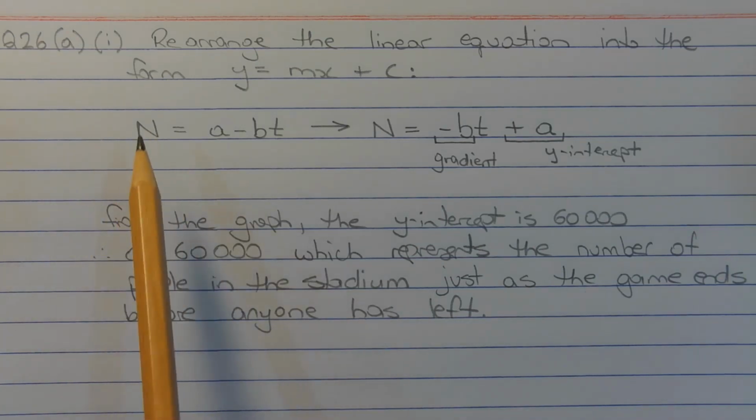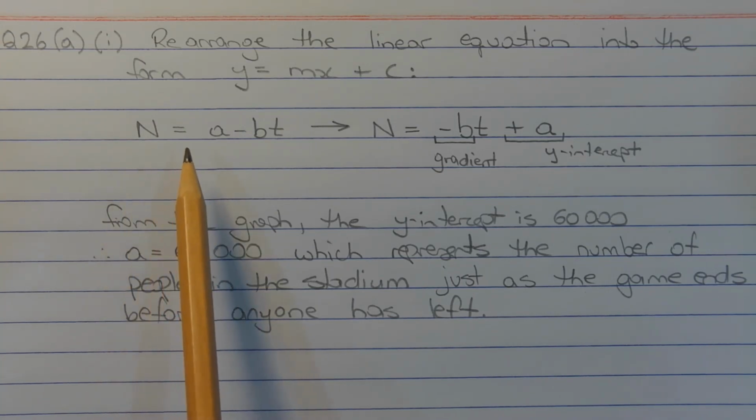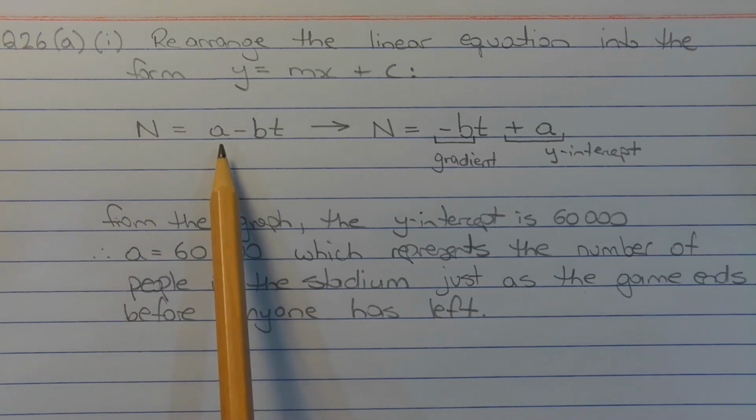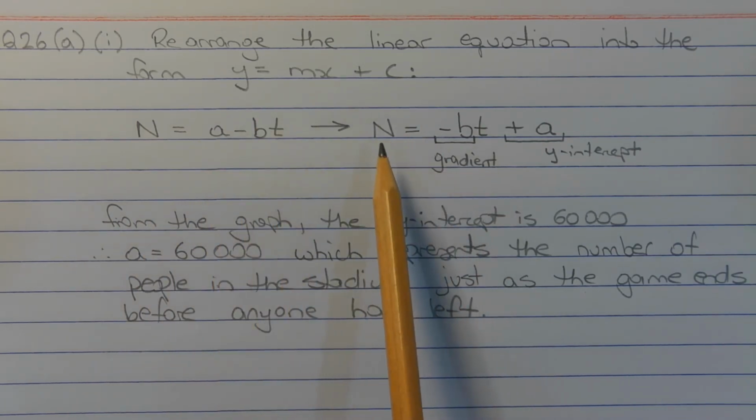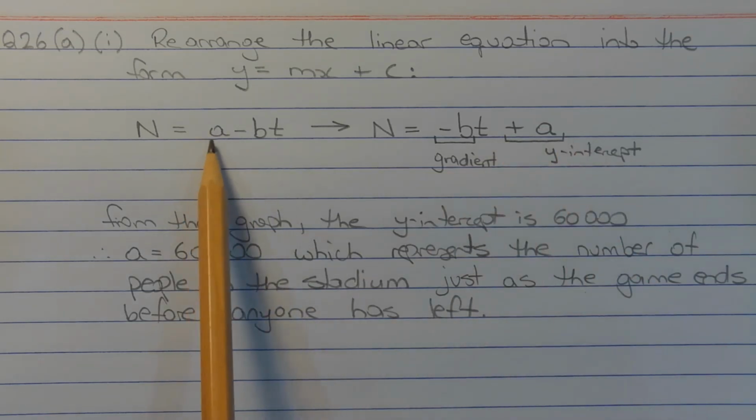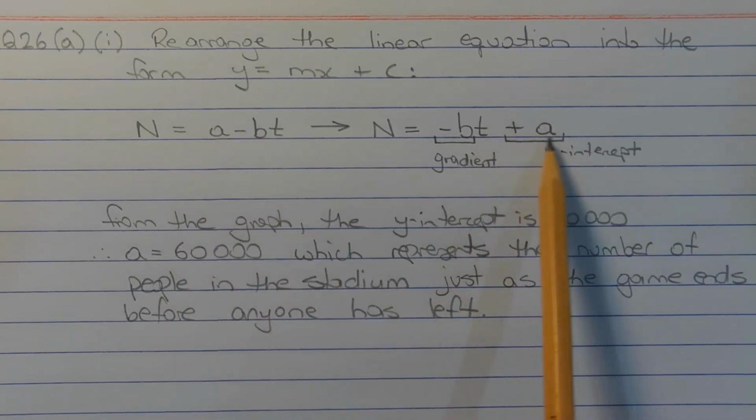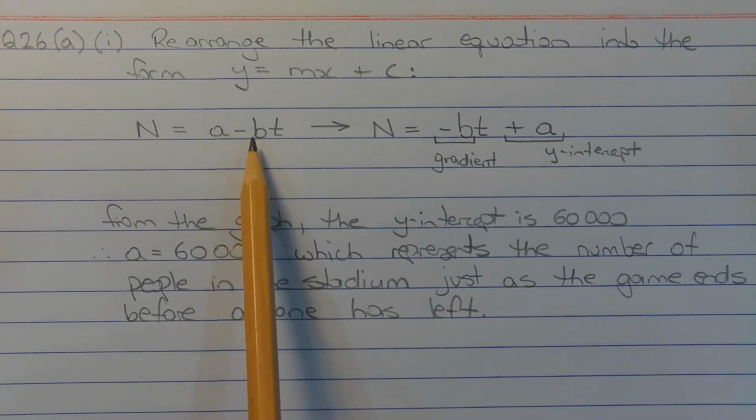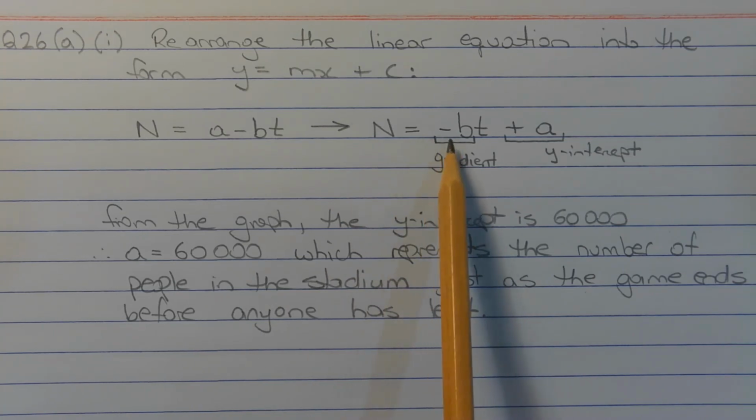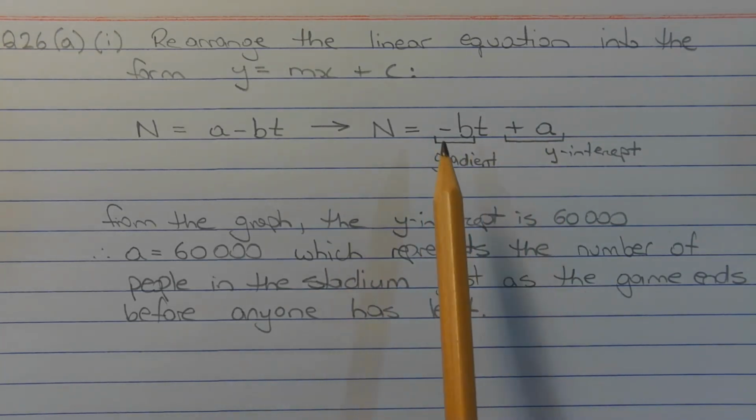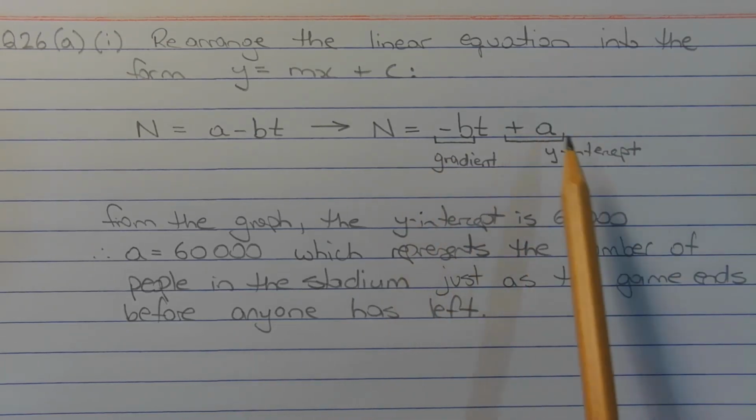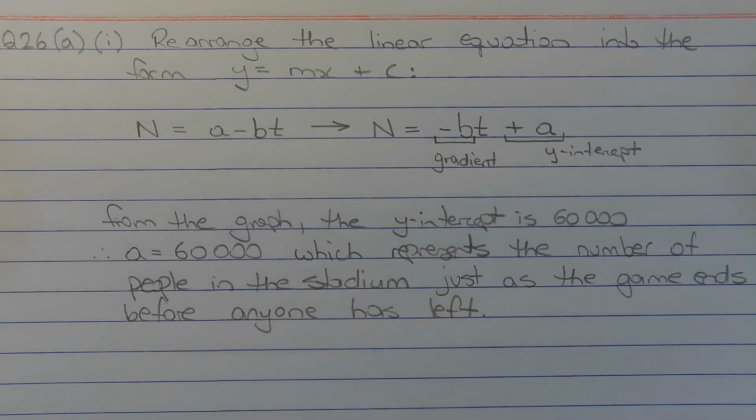Now the linear equation that's presented in the question is N equals A minus BT. So rearranging this linear equation into the form y equals mx plus c, we get N equals negative BT plus A. Notice that A is positive, and I've written it as plus A here, and BT is negative, so I've carried the negative with the BT. Now negative B represents the gradient of the line, and A represents the y-intercept.